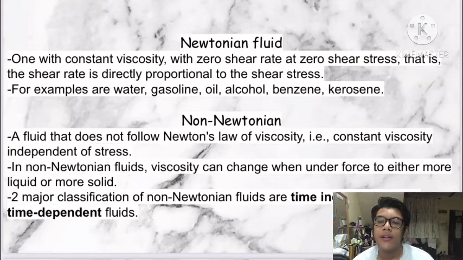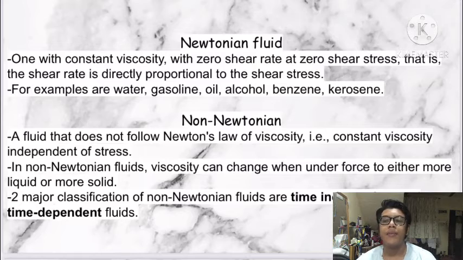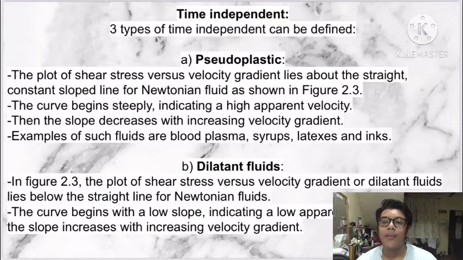The non-Newtonian is a fluid that does not follow Newton's law of viscosity. Its viscosity is not constant and depends on stress. In non-Newtonian fluids, viscosity can change when under force to become either more liquid or more solid. There are two major classifications of non-Newtonian fluids: time-independent and time-dependent fluids. For the time-independent, there are three types that can be defined.